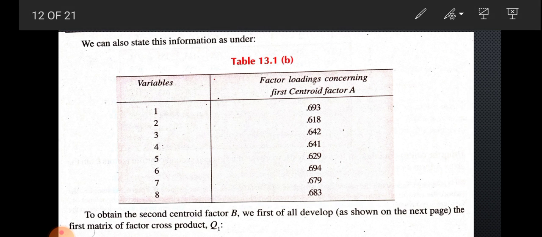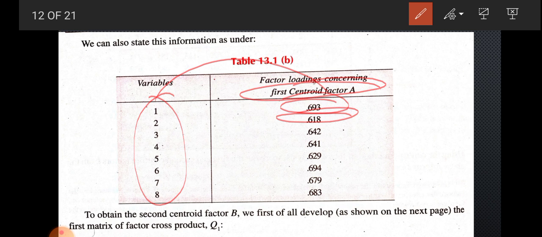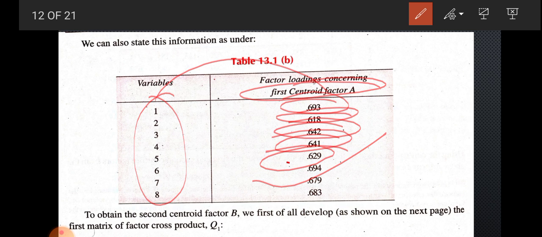So what we have done is, whatever values we have got for 1 to 8, that is the first centroid factor, 0.693, 0.618, 0.642, 0.641. So that one we have written here.